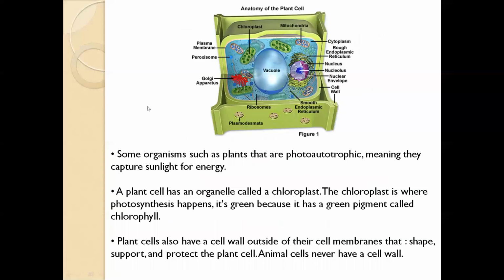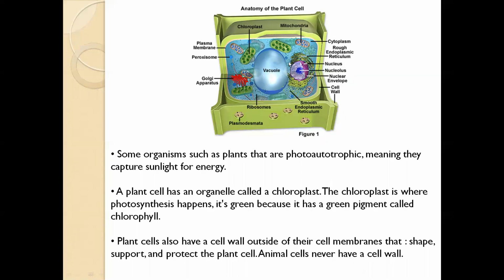So next is, last one is the anatomy of the plant cell. Ang pinagkaiba lang ng mga parts ng plant cell and animal cell is the chloroplast. Kasi plants are photoautotrophic, meaning they capture sunlight for energy. Okay? So these chloroplasts are responsible for photosynthesis, right? They convert light energy into an energy that the plant can use, right? And chlorophyll also gives the green pigment of the plant. Okay?